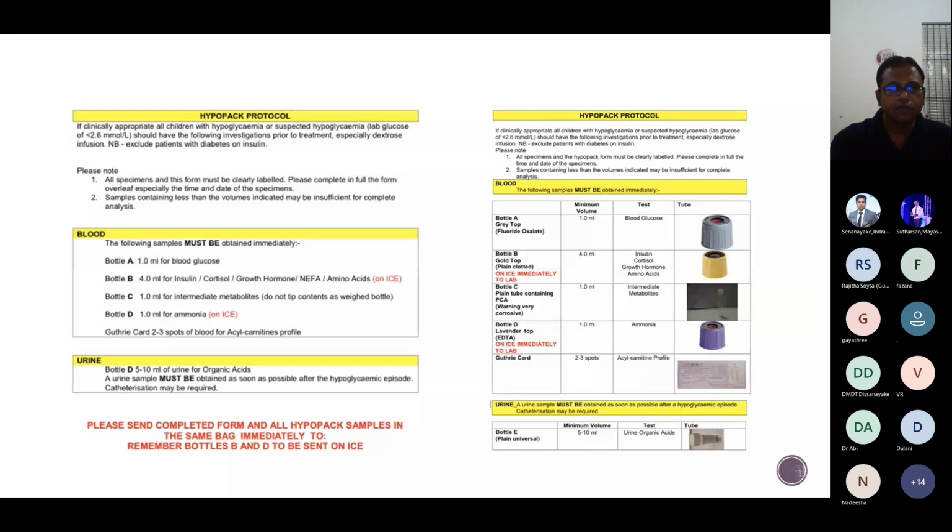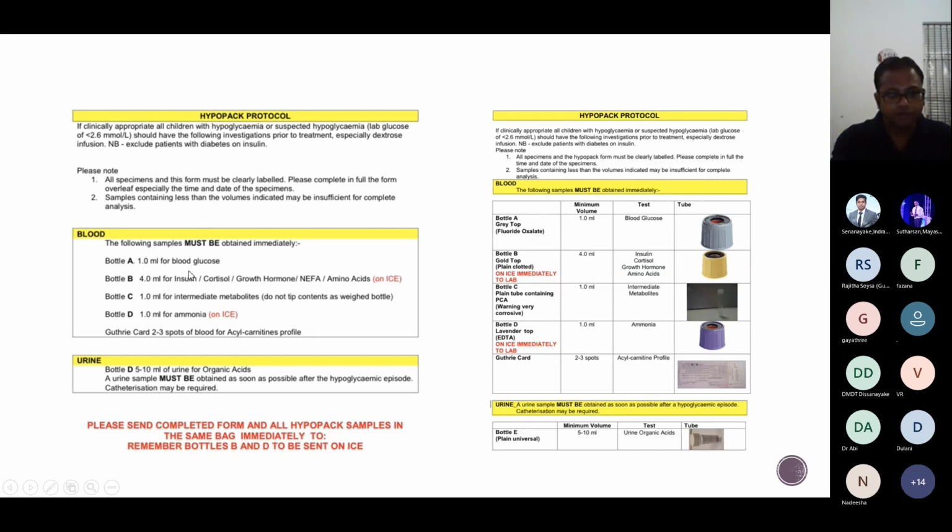So in the UK, when we were practicing there, we had to follow the hypopack protocol. That is, if a child comes with a low sugar value that is not due to diabetes, not a diabetic child who is having hypoglycemia, but any child without a particular diagnosis presented to you for the first time with a hypoglycemic episode, then at that time itself we take these blood samples. All right. These are the bloods we have to take. It comes in a pack.